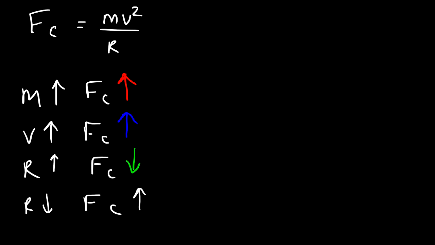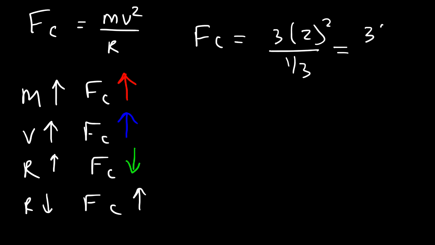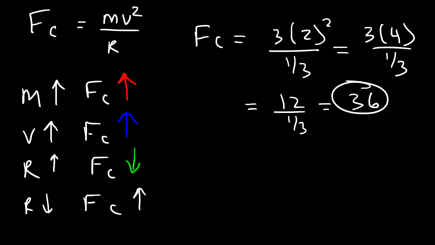Now, what if you triple the mass, double the speed, and decrease the radius by a factor of 3? What effect will that have on the centripetal force? So if you triple the mass, double the speed, and reduce the radius to 1/3 of its value, 2 squared is 4. And 3 times 4 is 12. 12 divided by 1/3 is the same as 12 times 3, so it's 36. The centripetal force will increase by a factor of 36.